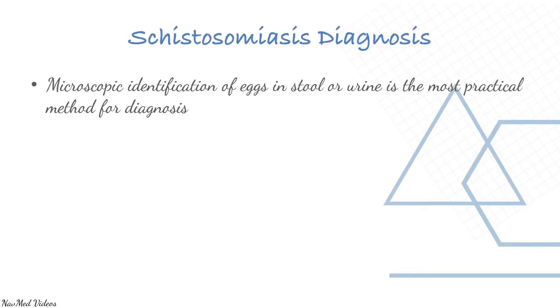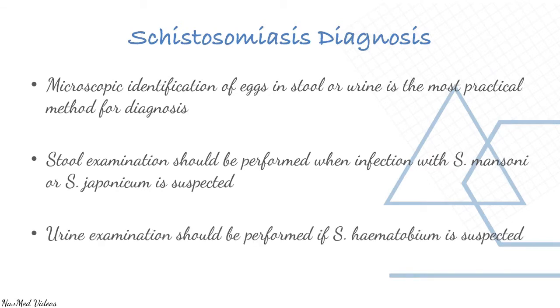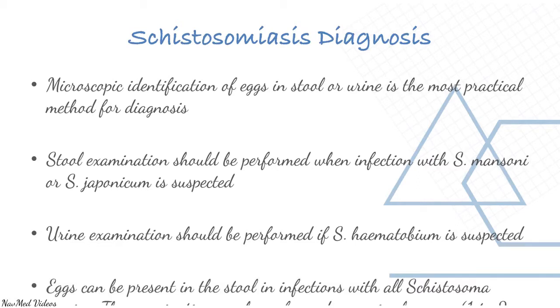Microscopic identification of eggs in stool or urine is the most practical method for diagnosis. Stool examination should be performed when infection with Schistosoma mansoni or Schistosoma japonicum is suspected. Urine examination should be performed if Schistosoma haematobium is suspected. Eggs can be present in the stool in infections with all Schistosoma species.